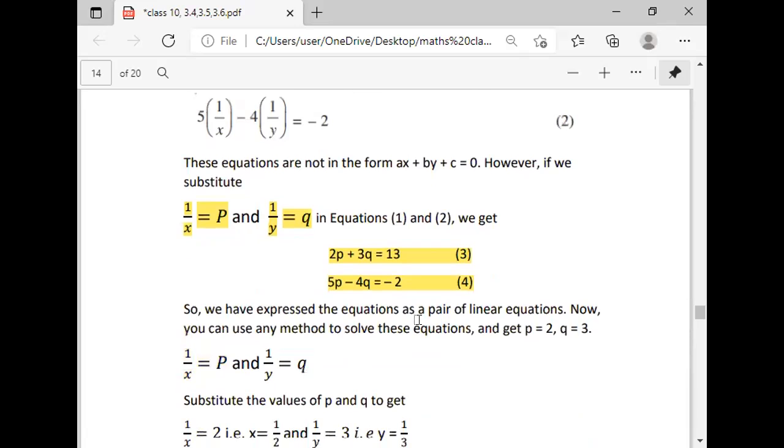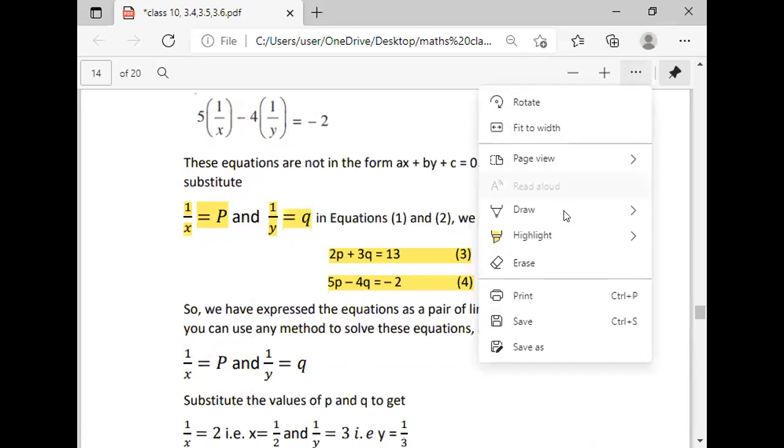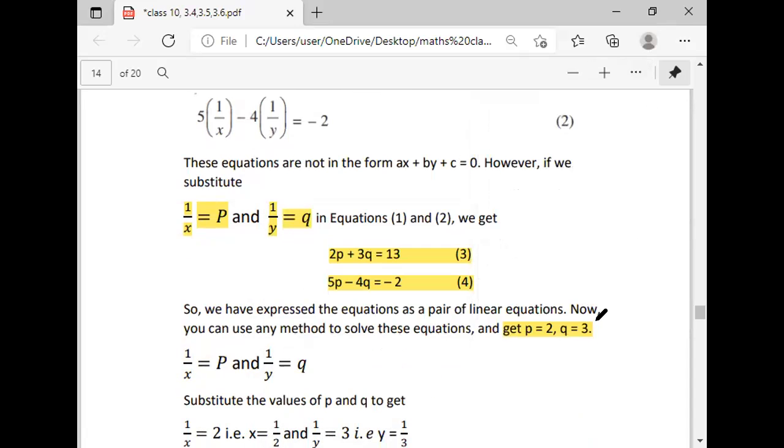Then we can solve it, and I have skipped that step. We have found out the value of p is equal to 2 and q is equal to 3. This is very important. Many students will think that, sir, we have found the answer. So our answer is p is equal to 2 and q is equal to 3. But you won't get full marks for this question.